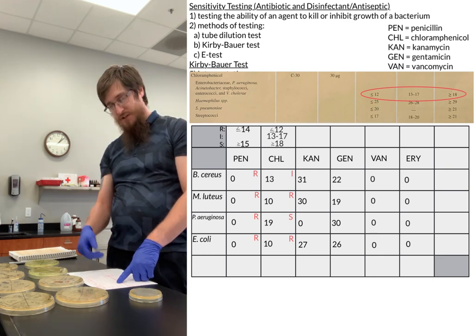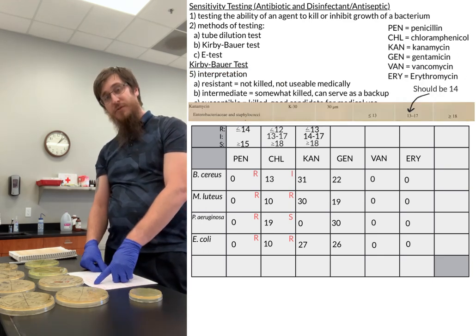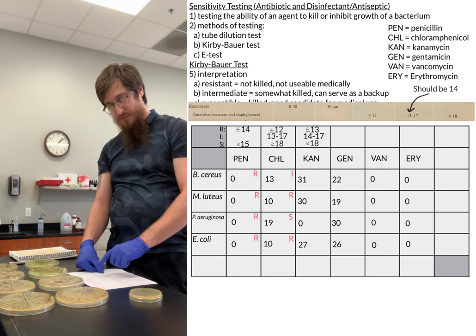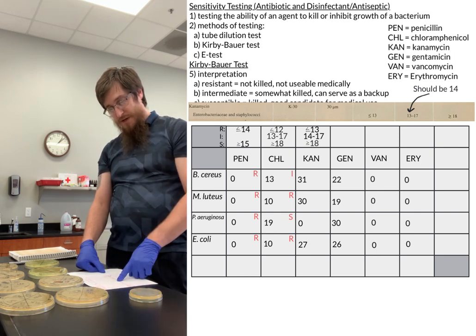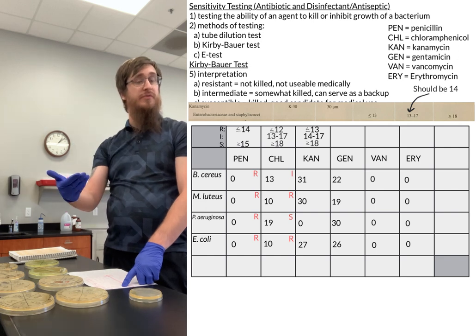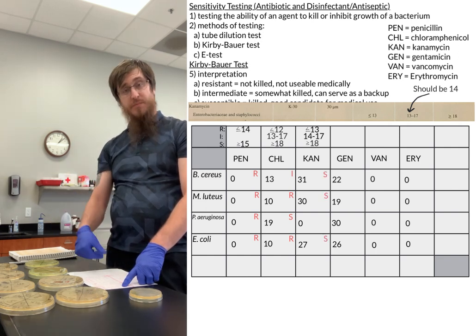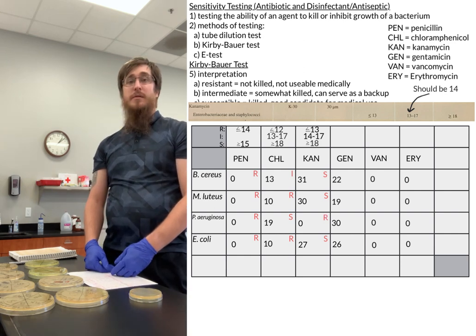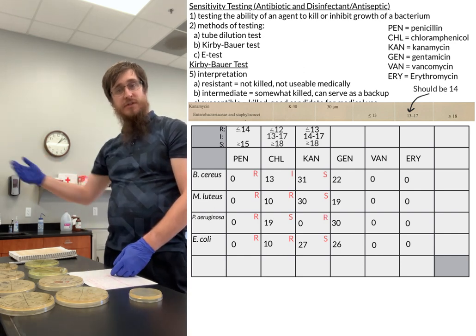And then we move on to the next one, kanamycin. So 13 or less is resistant, 14 through 17 is intermediate, 18 or greater is going to be susceptible. So what we're looking at here again is Bacillus cereus, Micrococcus luteus, and E. coli. They're all over 18, so they're all susceptible. And then Pseudomonas had a 0, so it was resistant. We would then continue on with the next one and the next one and the next one.